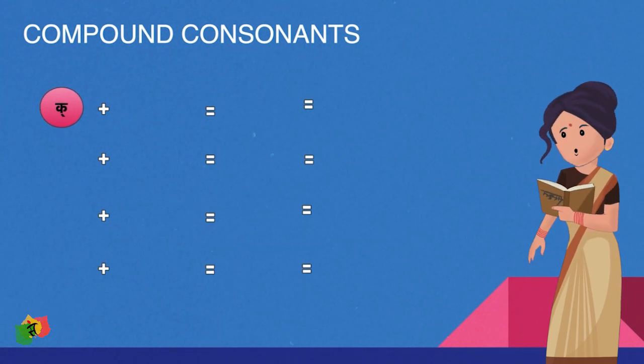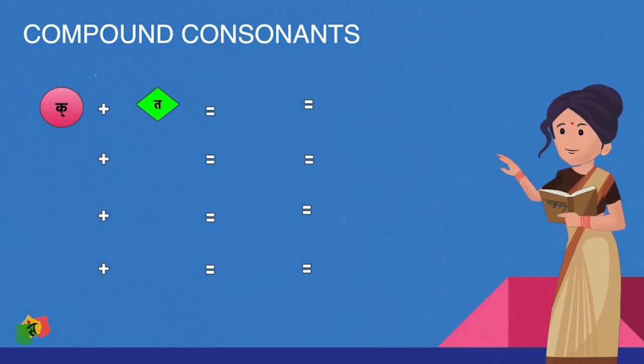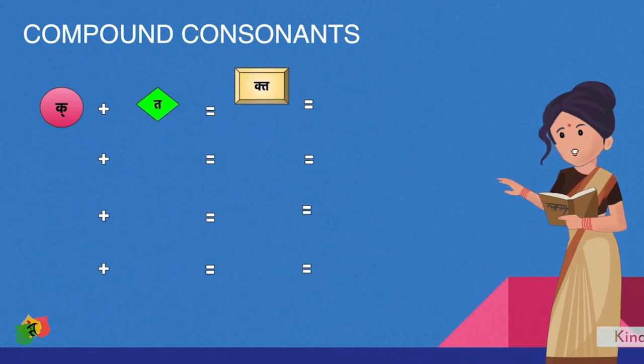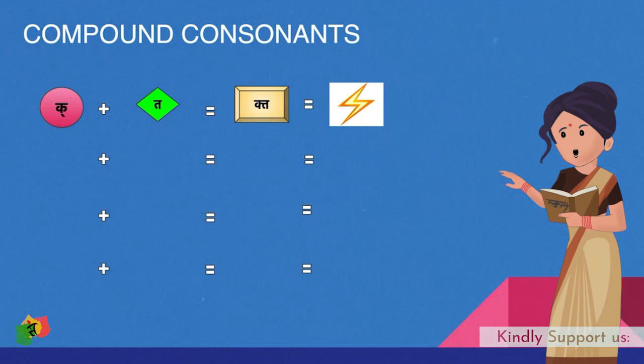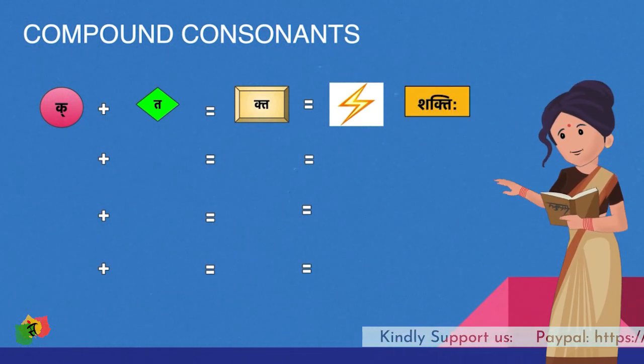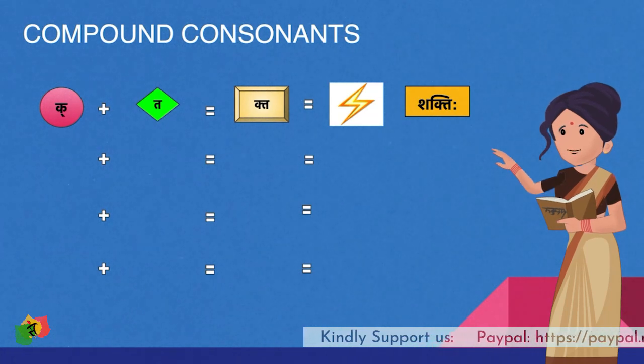When the consonant sound k joins with the consonant sound ta, it forms a new compound consonant sound called kta. A word that uses kta in Sanskrit is shaktihi, which means power.